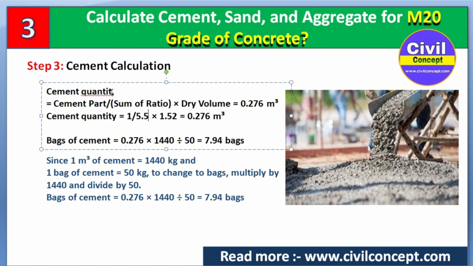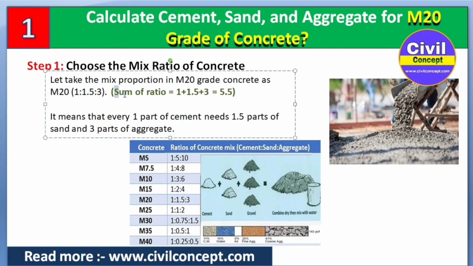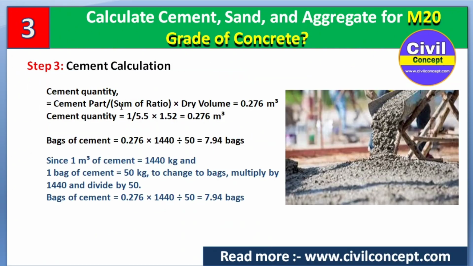The formula is very simple. To calculate the cement quantity, we use the formula cement part divided by sum of the ratio, multiplied by dry volume. We have already calculated the sum of the ratio, which I told you in the first slide. Again I want to show you, here you can see the sum of the ratio is 5.5. Now here you can see the sum of the ratio and the dry volume, which we have already calculated. So this will be how much?